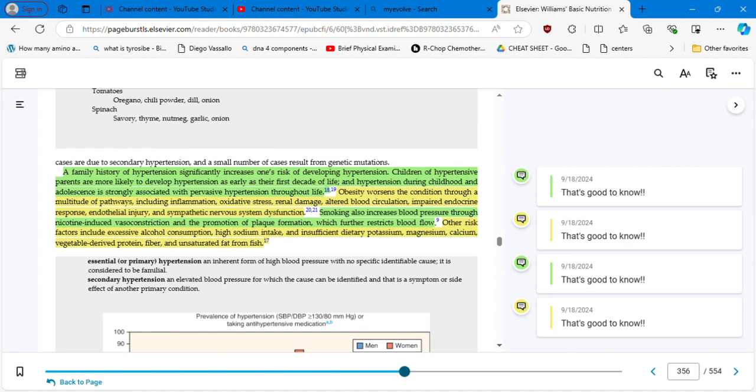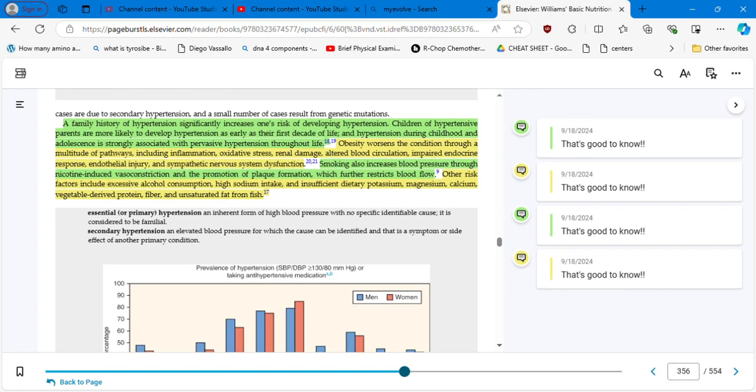So a family history of hypertension significantly increases one's risk of developing hypertension. Children of hypertensive parents are more likely to develop this condition as early as their first decade of life, as I was explaining before. So if the child is developing hypertension at 13, 14 years old, for sure this is going to be a history, a problem, a disease when he becomes an adult. And that's good to know.